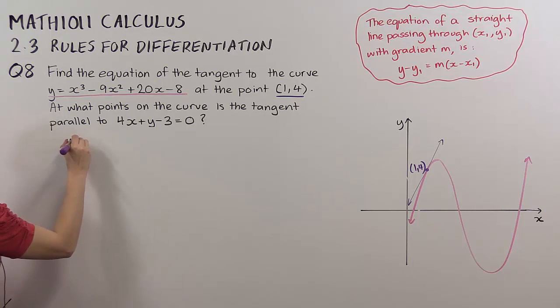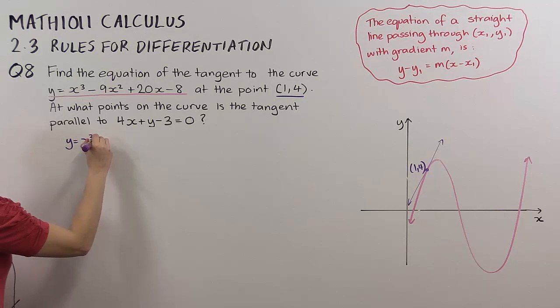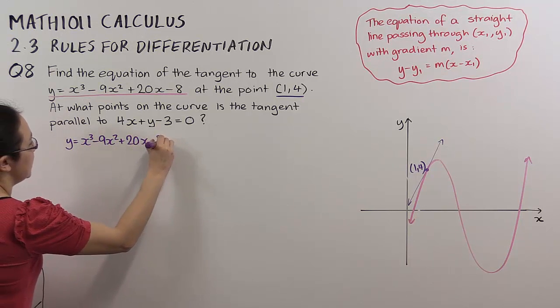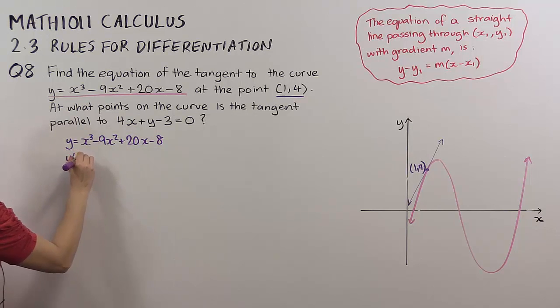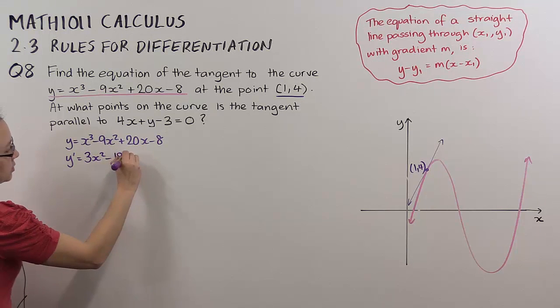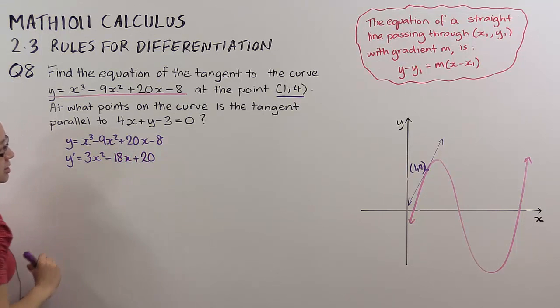So if we're given a function, I'll just rewrite it, y equals x cubed minus 9x squared plus 20x minus 8. To find the gradient of the slope, I need to find the derivative, the rule that gives us the gradient. So x cubed differentiates to 3x squared, minus 9x squared differentiates to 18x, plus 20x differentiates to 20, and minus 8 differentiates to nothing, to 0. So this is the derivative which will give us the gradient at a point.